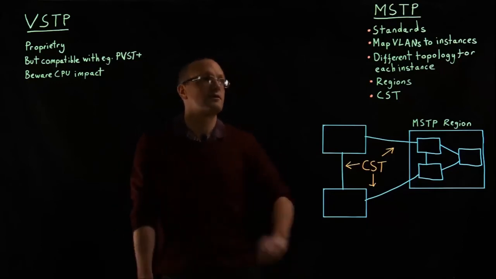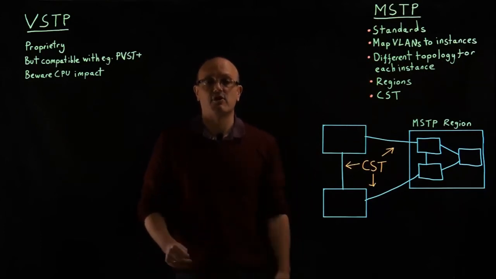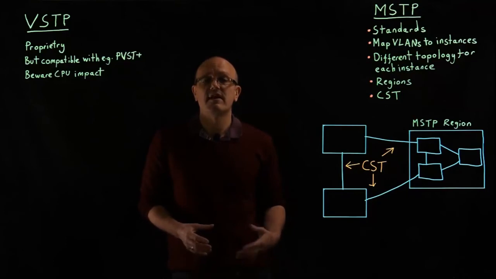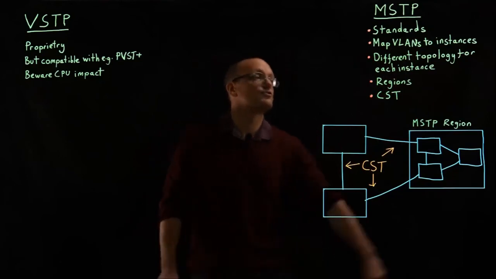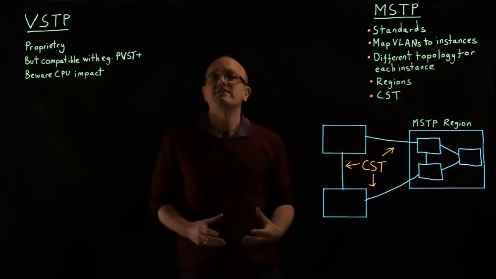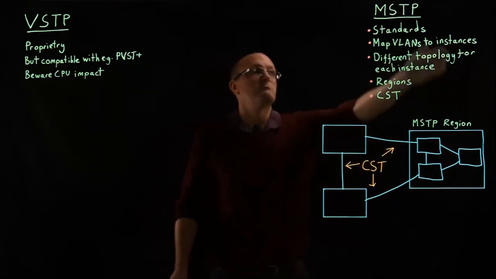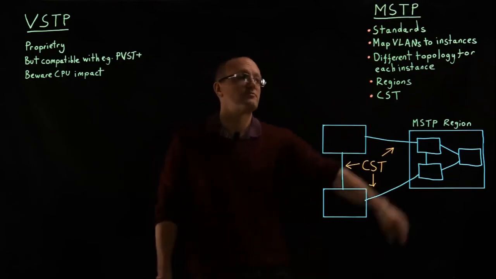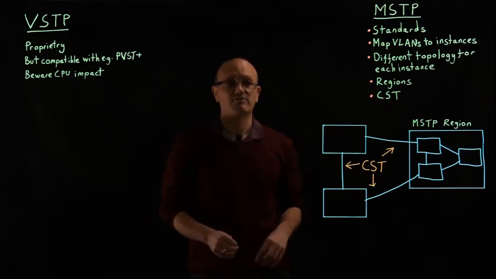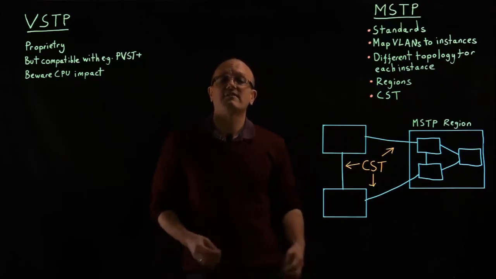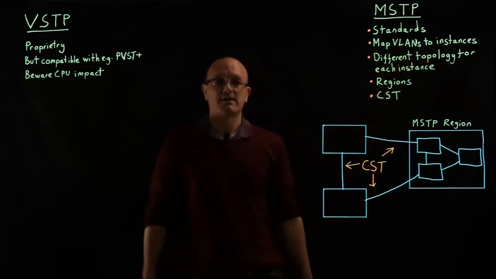So the first is multiple spanning tree, or MSTP. Now this is a standards-based protocol, so you can use it in a multi-vendor environment. And what we do here is that we are mapping groups of VLANs to instances, and we have a different topology for every instance. Within a multiple spanning tree domain, we have the concept of regions, and an individual region is a group of switches that have the same region name, that have the same revision number, and have the same VLAN to instance mapping.